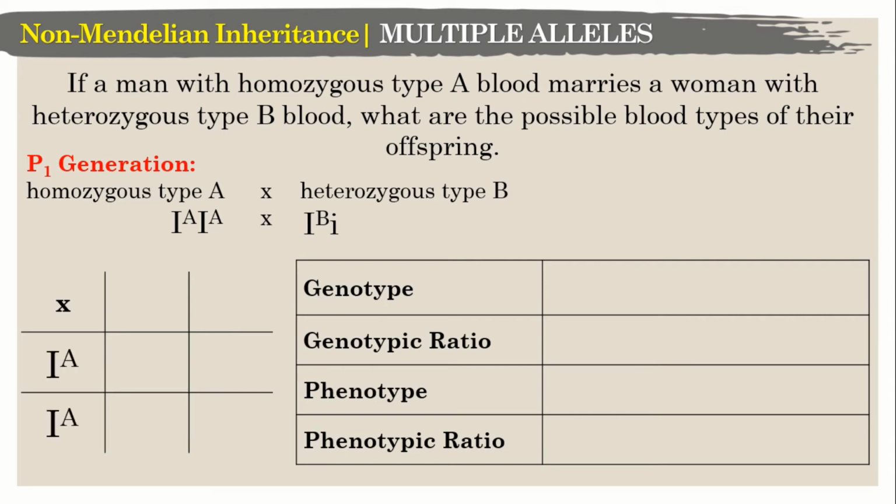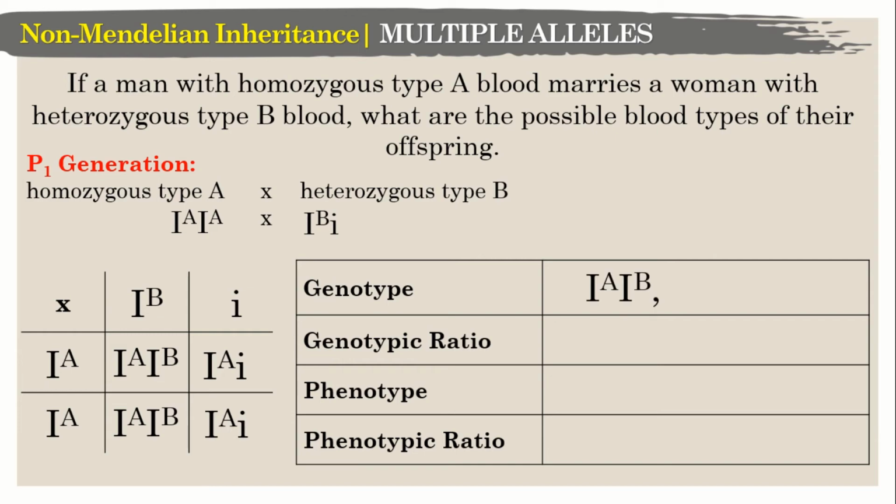So, let us write again. This one is for the pure homozygous. This one is for the heterozygous blood type B. Okay. So, the first offspring: we have I^A I^B. Since both are dominant, we have AB. Next, A, then we have B, so I^A I^B. Next, we have I^A i, and then another I^A i. So, what are the gene combinations? We have I^A I^B, then you have I^A i.